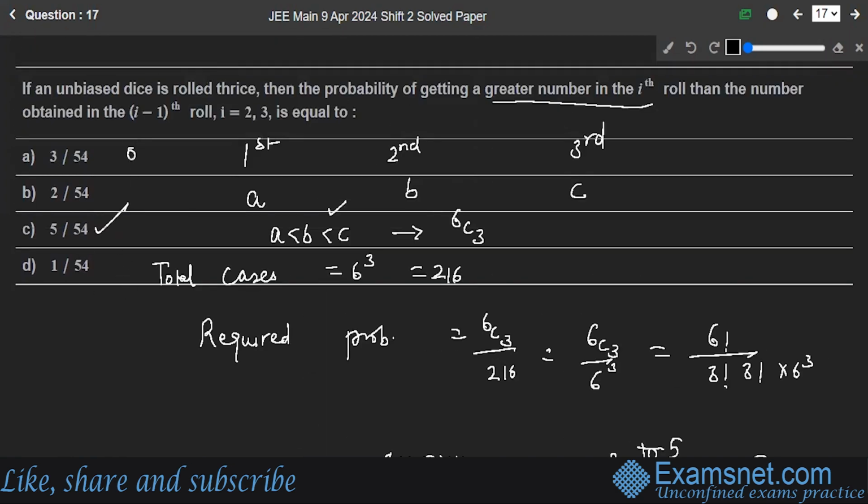5 upon 54. Option C, correct answer. Hope you got that. Let's move to the next question.